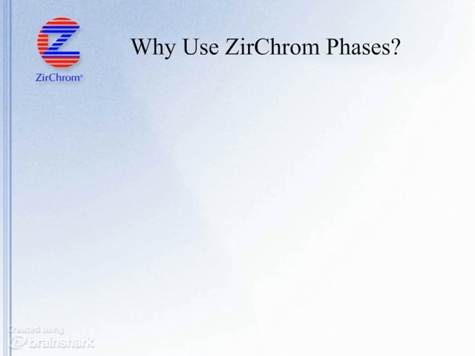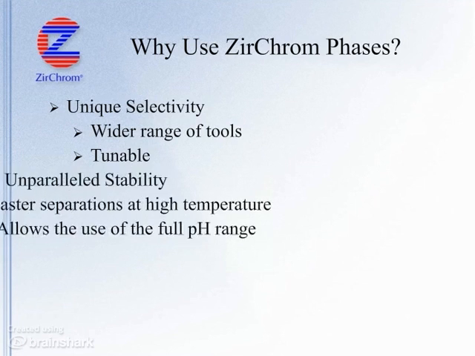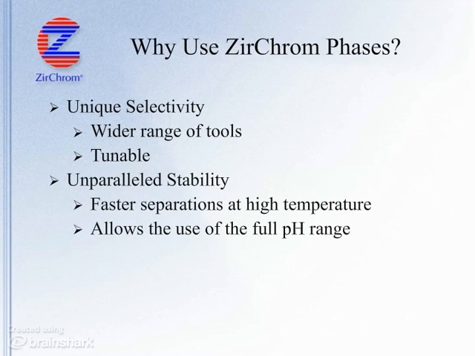In this overview, we have touched briefly on the two main reasons our customers choose ZirChrom phases for their most difficult separations: selectivity and stability. The unique selectivity and unparalleled stability of ZirChrom phases add new tools to your method development toolbox, allowing you to develop methods that best suit your compounds rather than the limitations of the stationary phase.